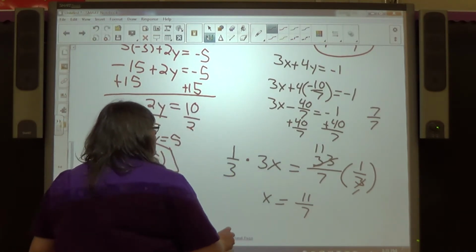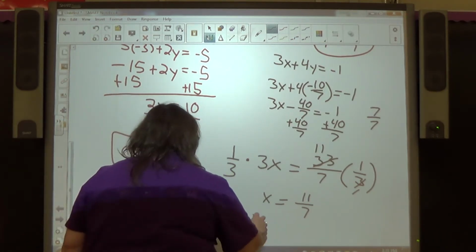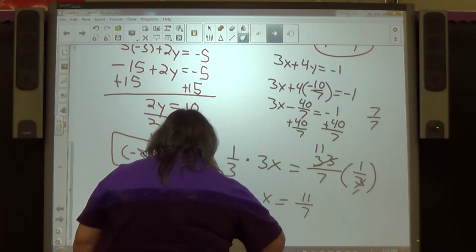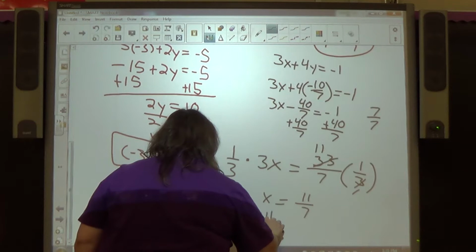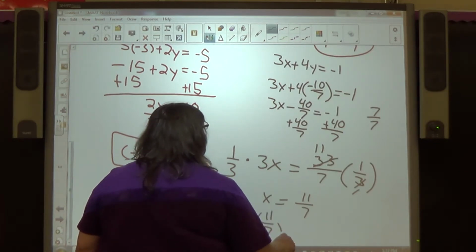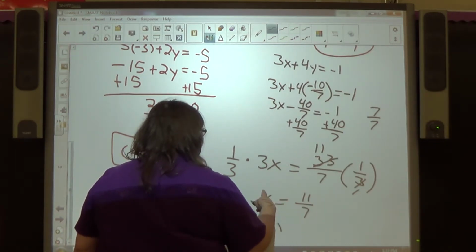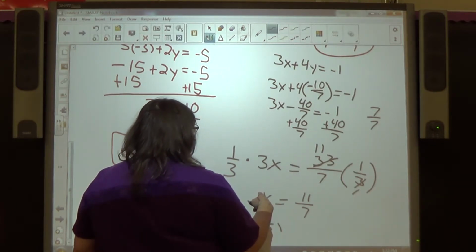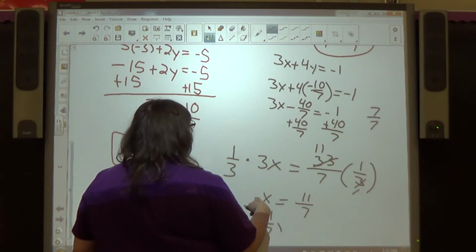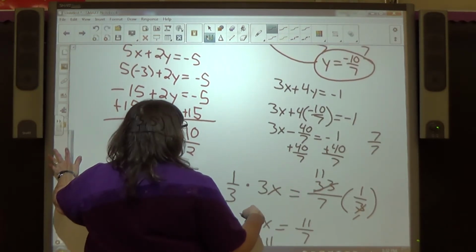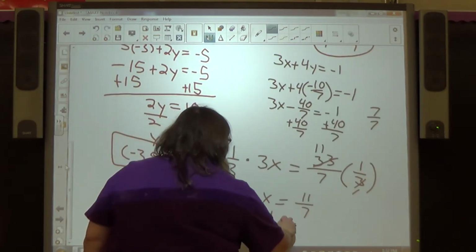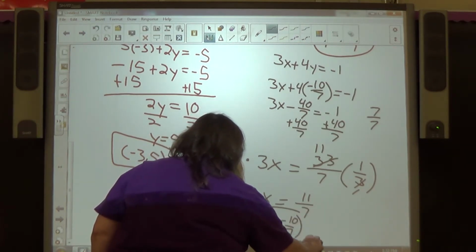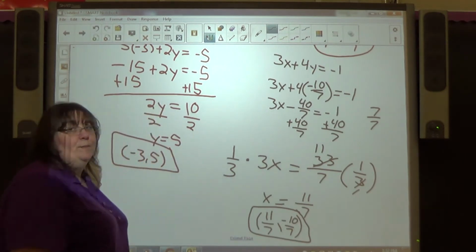So my coordinate is 11 over 7, comma, where's my y? What do we find for y? Oh, I put it up here. Negative 10 seconds. So there's my solution to that system.